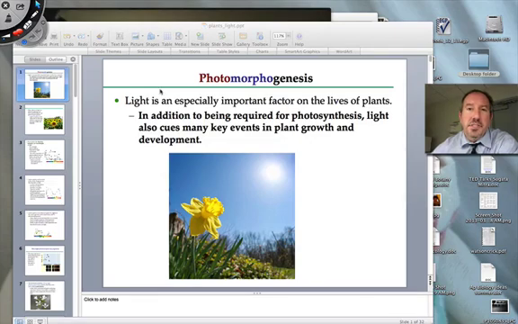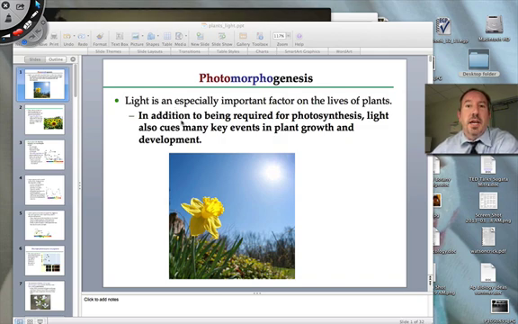Hi everyone, it's Mr. Sinti, and today I have the pleasure to talk to you about how plants can affect their movement, their growth rates, and other physiological responses due to cues from the environment. In particular, the most important cue that plants can get from the environment is light. But there are some other factors at play as well.